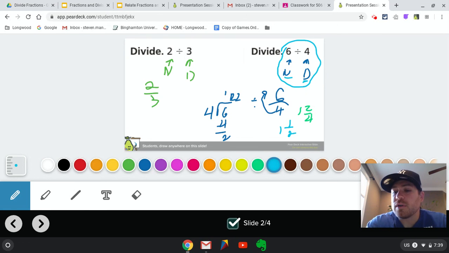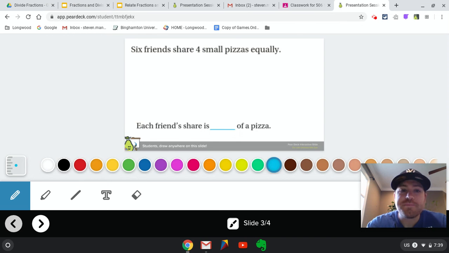But here's the more difficult part, is looking at it in word problems. So I'm going to show you 2 word problem examples where we are going to turn the word problem into a division problem, and then we can make it right into a fraction to get our answer. So let's take a look at those really quickly.